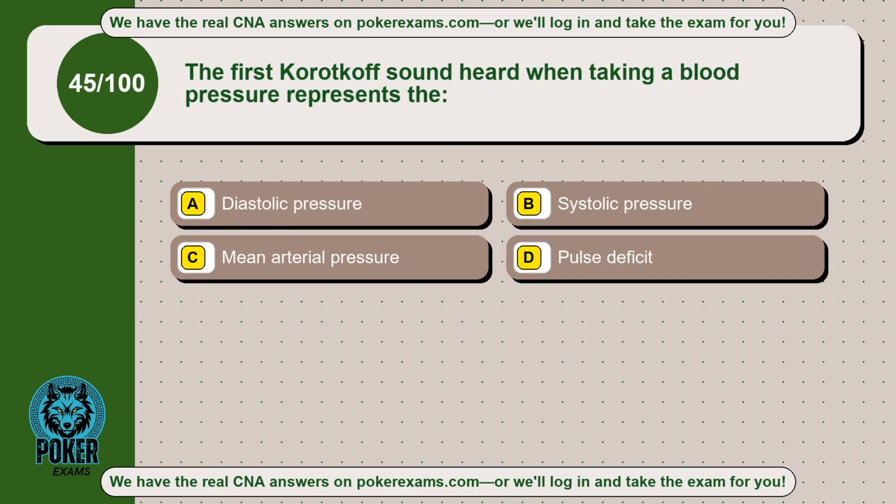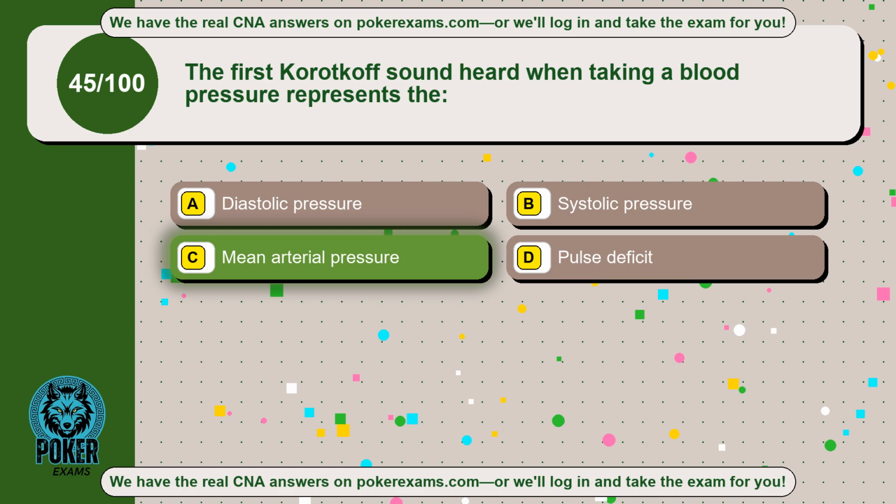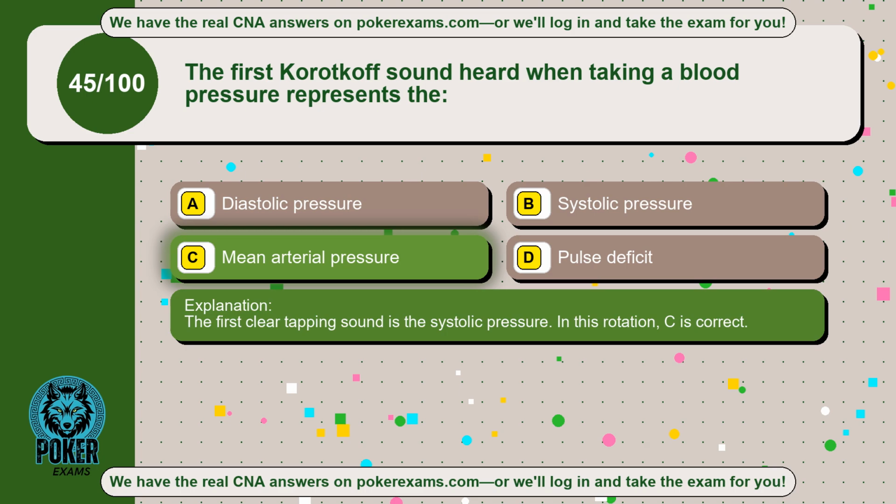Question 45. The first Korotkoff sound heard when taking a blood pressure represents the: Option A: diastolic pressure. Option B: systolic pressure. Option C: mean arterial pressure. Option D: pulse deficit. The correct answer is option C: mean arterial pressure. The first clear tapping sound is the systolic pressure. In this rotation, C is correct.